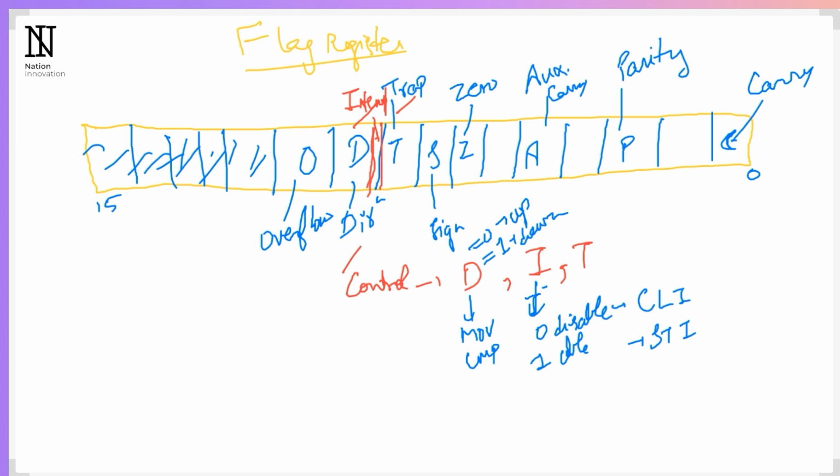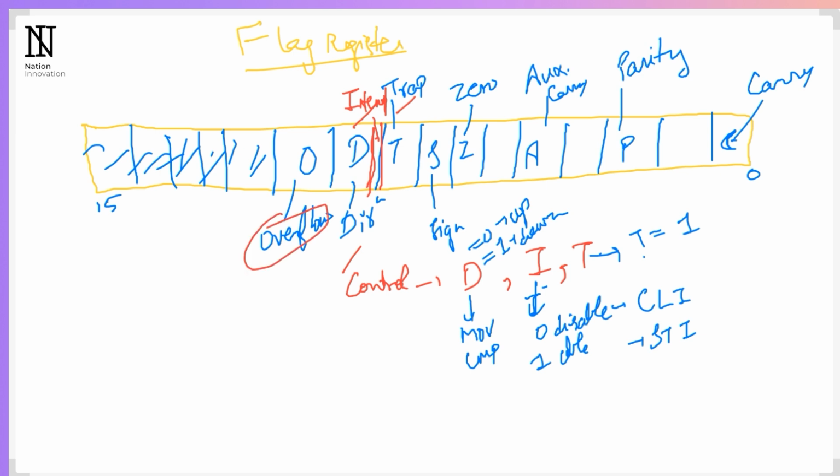Then we have the trap flag. It indicates whether or not the CPU is halted after execution of each instruction. If T equals 1, after executing every step the programmer can go through the program to debug any errors. When T equals 0, the trap flag is not active and all the instructions will be executed in one go. Then the remaining flags are status flags. I'll go through them one by one.